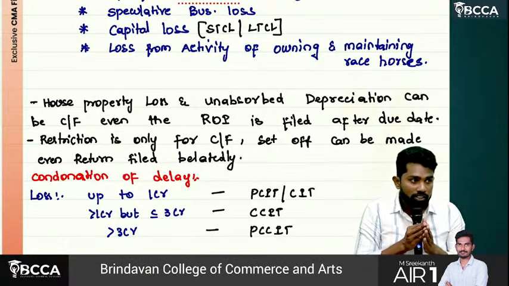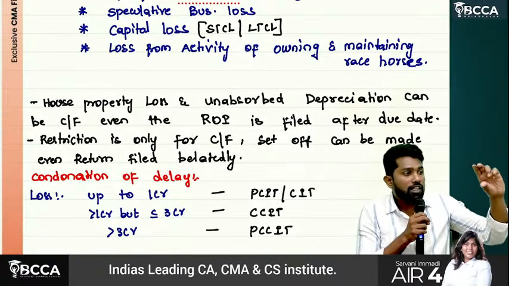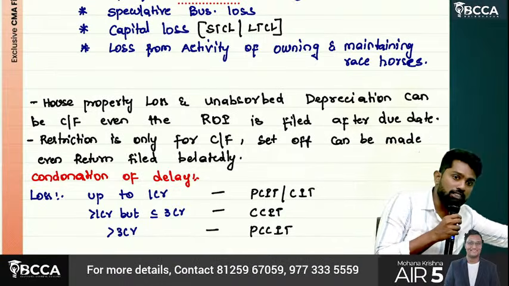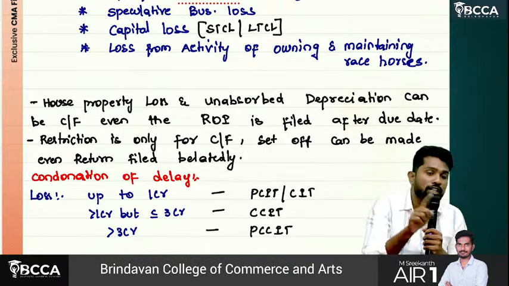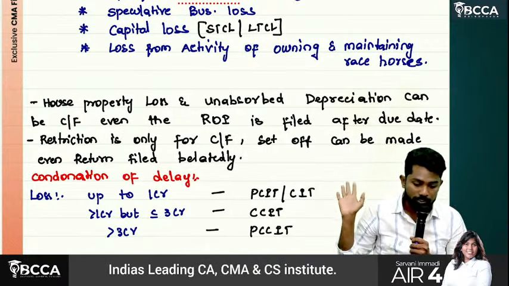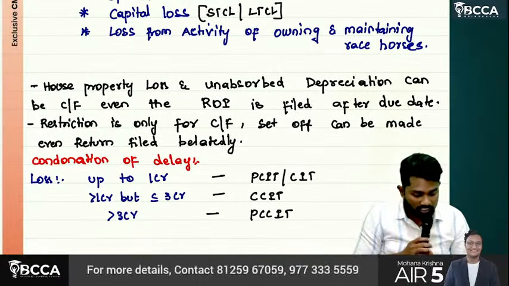Set off means what? In the current year, a loss under one head, if it can be adjusted with other head incomes, it is called set off. So set off can be made. What can't be made? Carry forward can't be made.